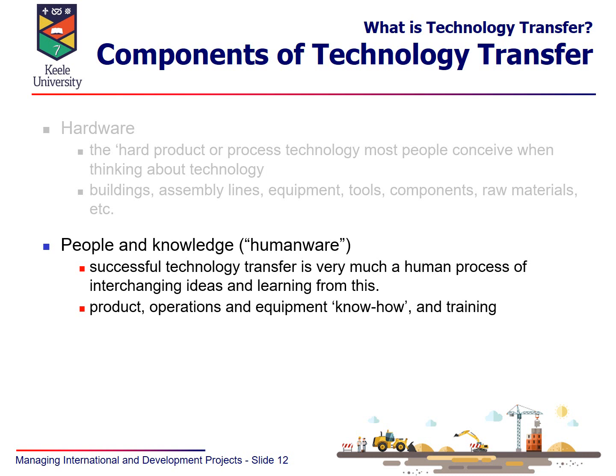Successful technology transfer is actually very much a human process. It's the transfer between people of knowledge, interchanging ideas and learning from this. So what do we mean by knowledge? Well, it could be product knowledge, it could be operations and process knowledge of how to produce the product or service, or it could be technical knowledge about the equipment.